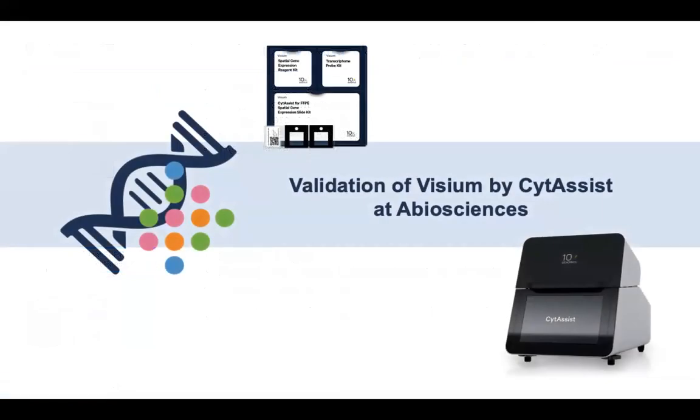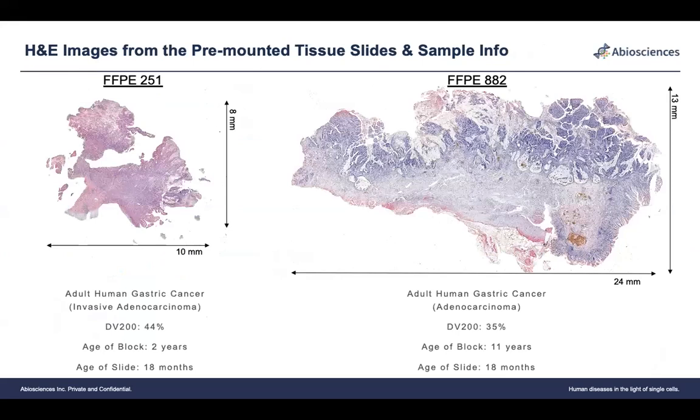Now I'm going to talk about our in-house validation of Visium CytAssist at ABio Biosciences. Here I'm showing the two tissues that we have in-house that we used for the validation. Both of them are gastric tumor. On the left is an invasive adenocarcinoma, a smaller tissue. On the right is a larger tissue that almost expands the entire slide. The ages of the blocks are quite different: on the left is 2 years, on the right is 11 years.